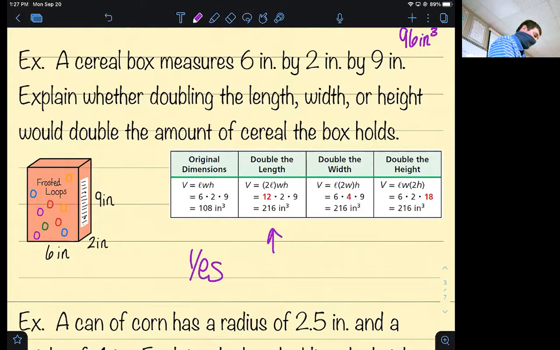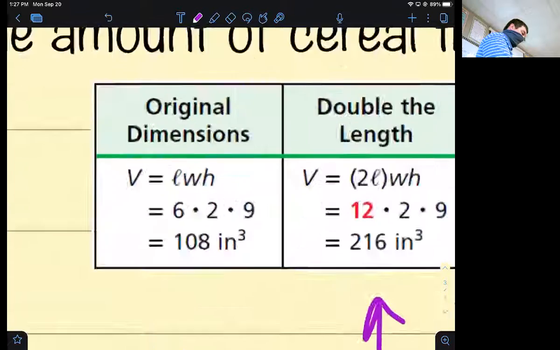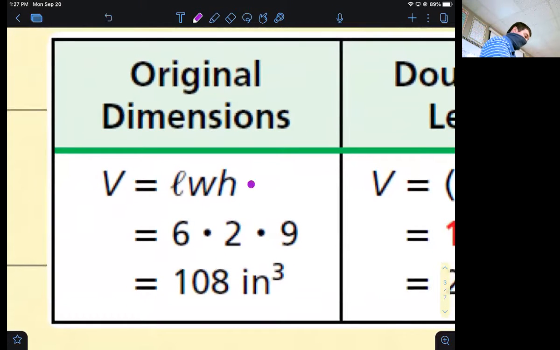As you can see, doubling any of the dimensions, the length, the width, or the height is going to double the entire volume, because essentially all you're doing is taking this formula and at some point you're putting a times 2. Maybe it's the height you double, or the length you double, or the width you double. But since multiplication can happen in whatever order, you're just doubling the whole thing.